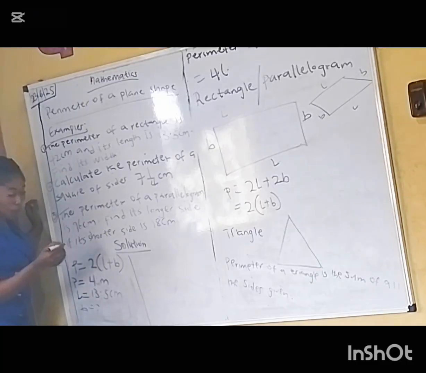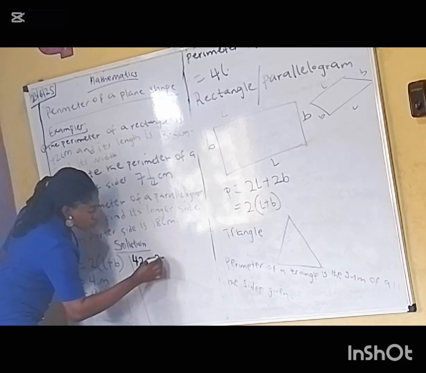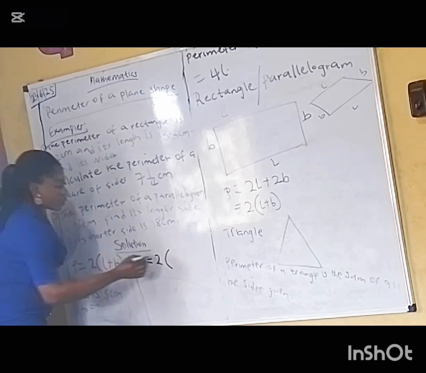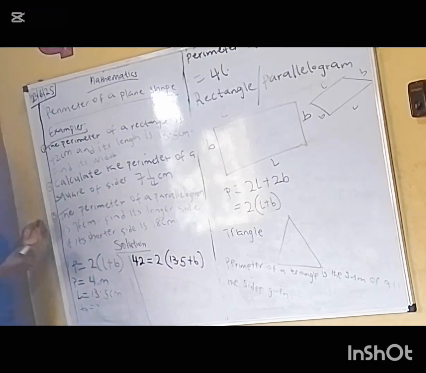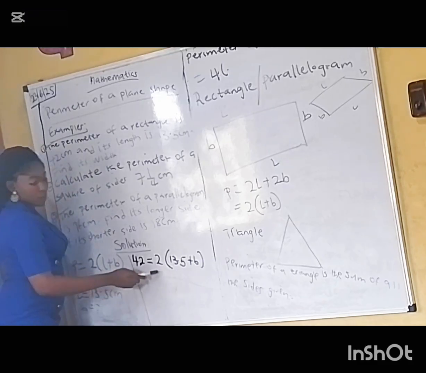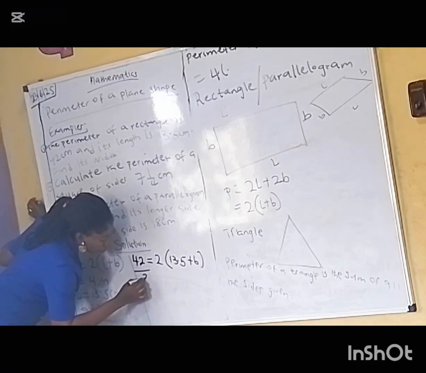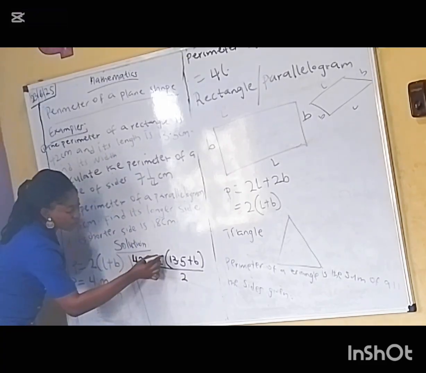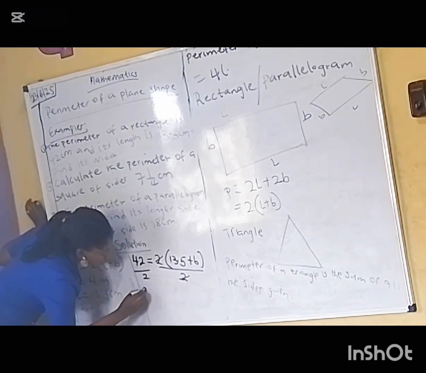So we now say, look at the board, don't write anything. 42 is now equal to 2 times the length 13.5 plus breadth. Are you seeing it? So what do we do here? We are going to first of all remove these 2 by dividing both sides by what? By 2. So when we divide here by 2, we divide here by 2. So this takes this away. So 42 divided by 2 is what? 21.